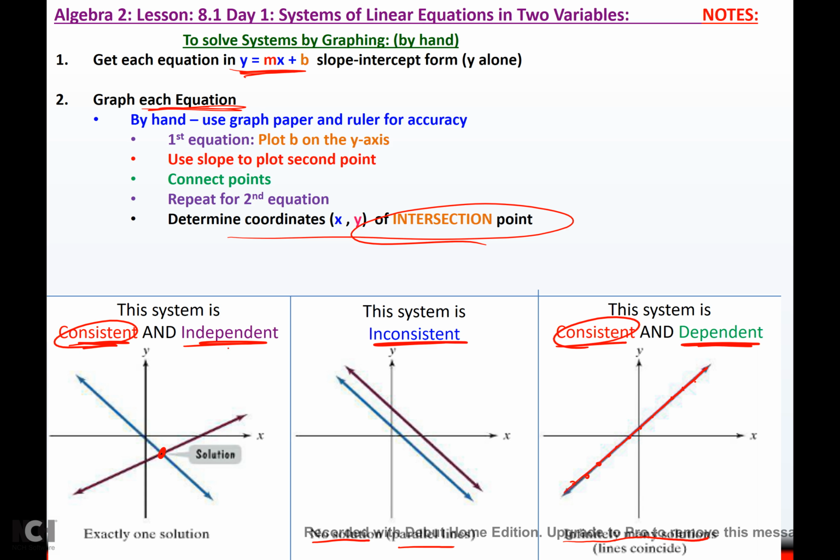If there's one solution, it's independent, like one, singular, on my own. I don't need anybody, I'm independent. If they share every point, then one line depends on the other, so that's dependent. And then obviously, no solution would be inconsistent.